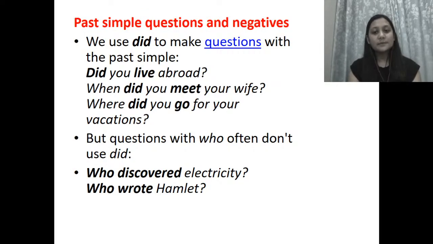We use did to make questions with the past simple. Did you live abroad? When did you meet your wife? Where did you go for your vacation? But questions with who don't use did. When questions start with who, you do not say who did do it. That is grammatically wrong. Right?